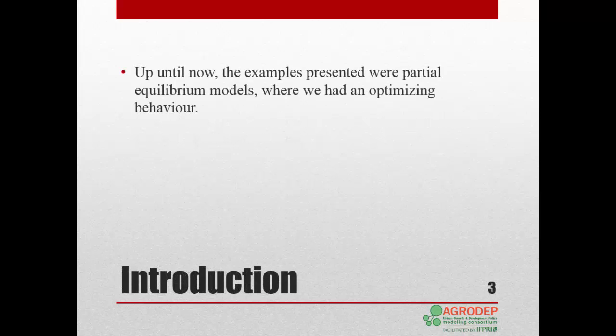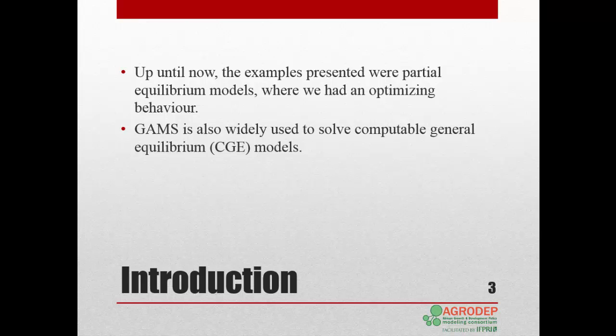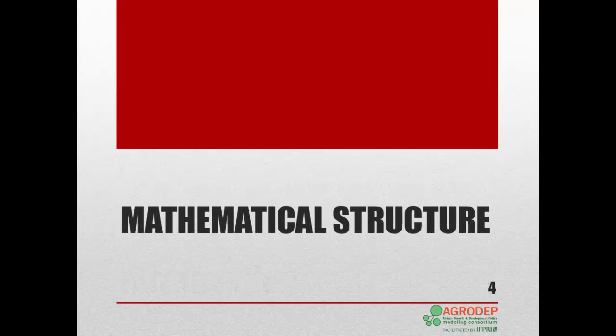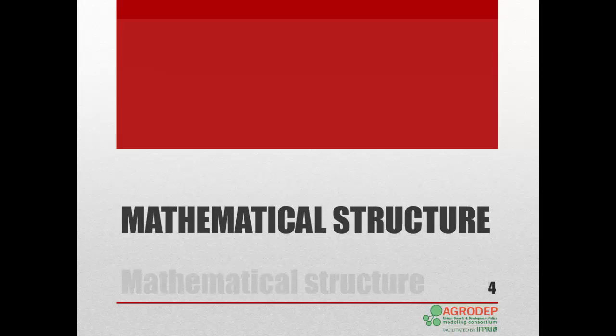Until now, we have presented examples of partial equilibrium models where the objective was to solve optimization problems subject to constraints. But GAMS is also widely used to solve computable general equilibrium, or CGE models. We will illustrate with a very simple CGE model developed by Antoine Bouet. We start with an overview of the mathematical structure of a CGE model.